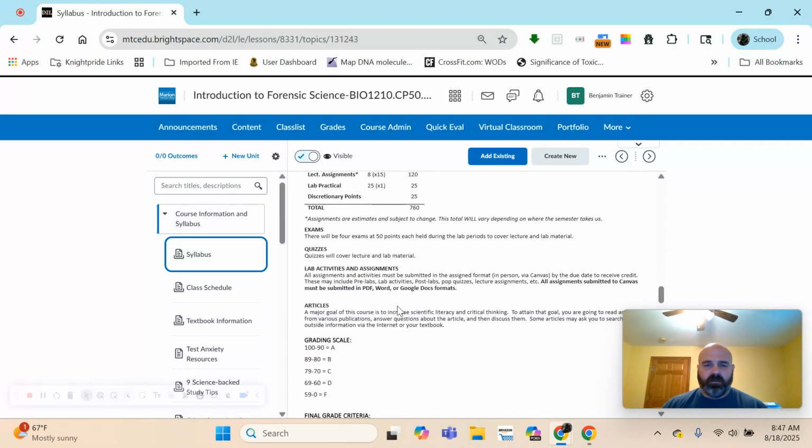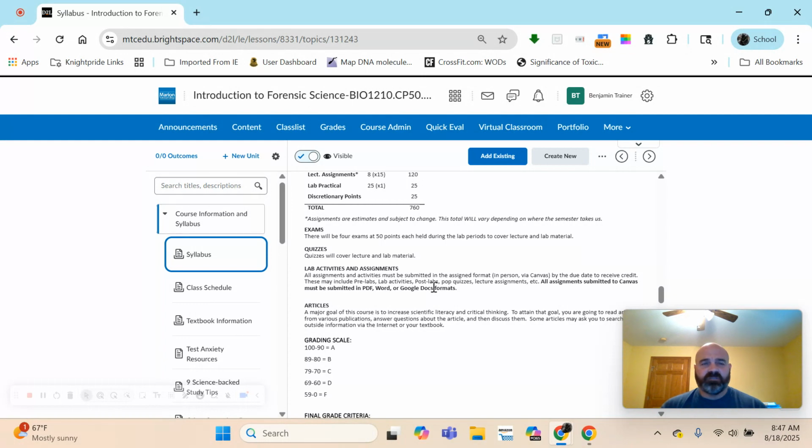Okay. Quizzes, lab activities, assignments, anything that you have to submit. This is important. You'll notice it's in bold. I need to change that. It's obviously not Canvas. It is Brightspace now, so I need to fix that. But a PDF, Word, or a Google Doc, any of those will work.